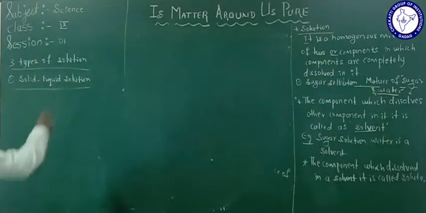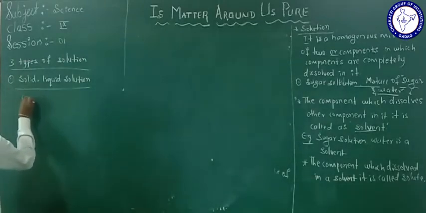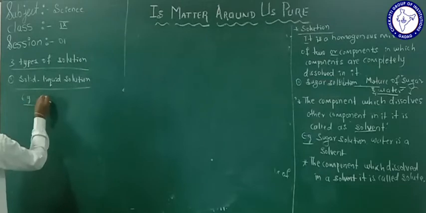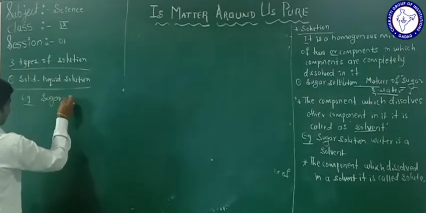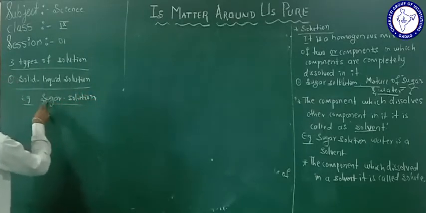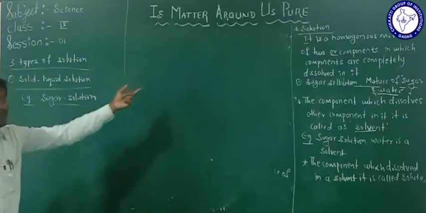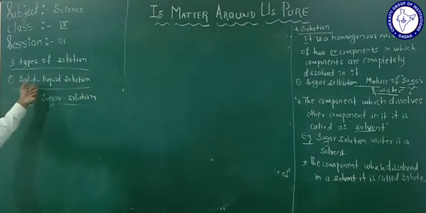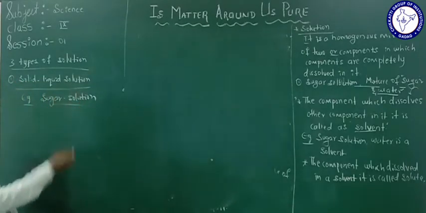So in solutions, we are going to see three types. The solid liquid solution is one type. For example, a sugar solution or a salt solution. Here sugar is a solid material and water is a liquid material. Therefore the example for the solid liquid solution is a sugar solution, a mixture of sugar and water.